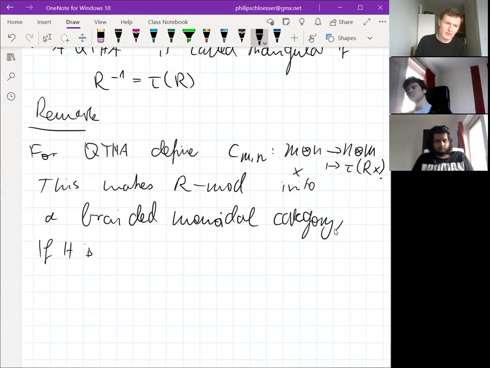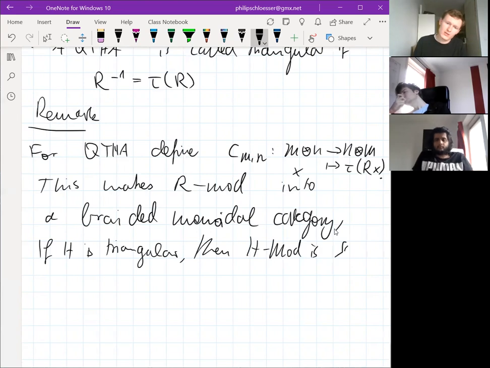If H is even triangular, then H-mod is symmetric monoidal.